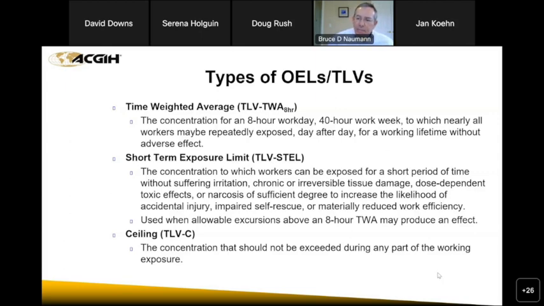I think Doug mentioned the ceiling earlier too. That is a concentration that should not be exceeded at any part of the workday. And that one is reserved for things like hydrogen fluoride, or things that are just so nasty and produce immediate effects that need to be dealt with. So we want to limit the peak exposures with those.